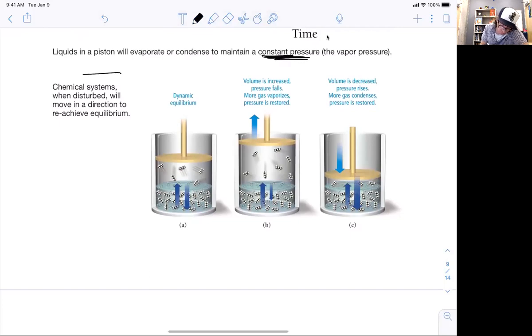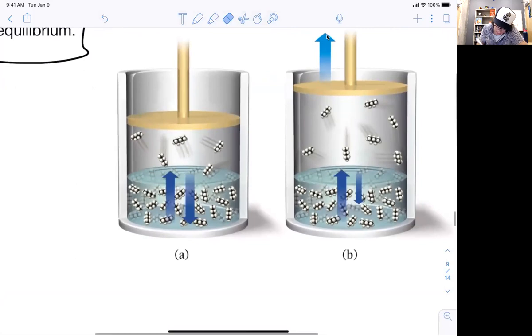And here's another really big idea. We'll end up calling it Le Chatelier's principle, but chemical systems, when disturbed, will move in a direction to re-achieve equilibrium. Okay, so here it's at equilibrium. And again, they're being very specific about the arrows. They're showing them equal, showing some amount of evaporation and some amount of condensation. There would be some pressure here, some vapor pressure.